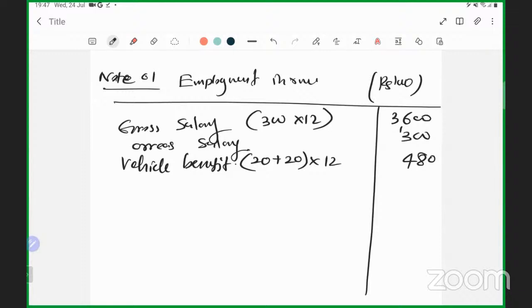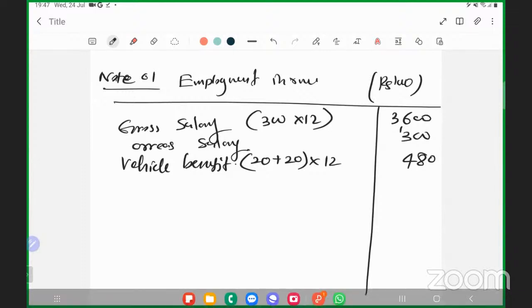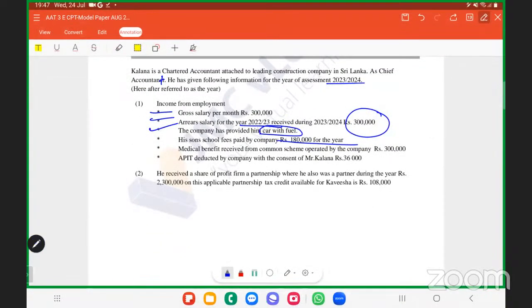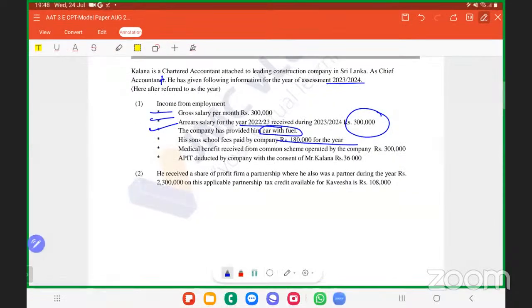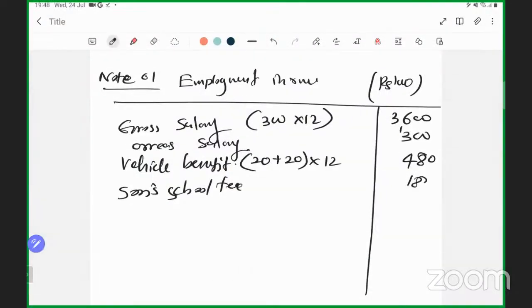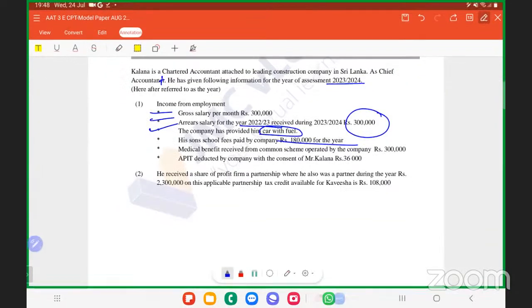So here, the son's school fee, no need to multiply that because it is a one-time 180,000. Then next one, the medical benefit received from a common scheme.